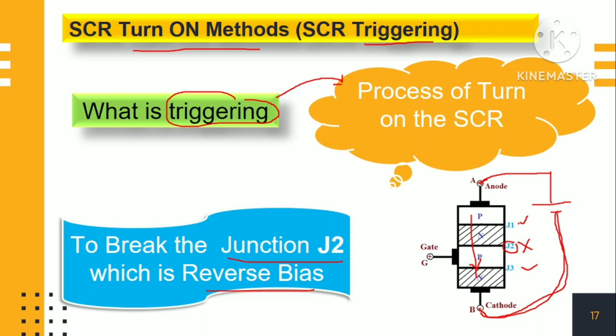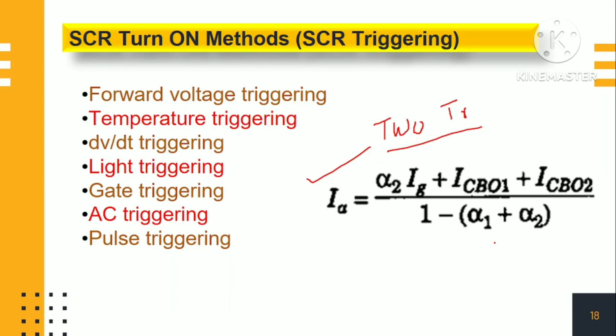At that time, junctions J1 and J3 are forward biased and J2 is reverse biased. Due to that, there is no current flow through the device. So we need to make this junction J2 break. In order to break that, we have different methods, called triggering of SCR. These are the 7 basic turn on methods of SCR, otherwise called triggering methods or firing methods of SCR.